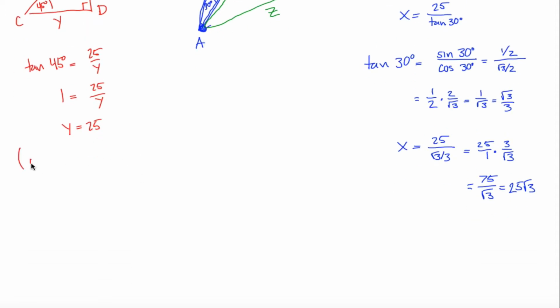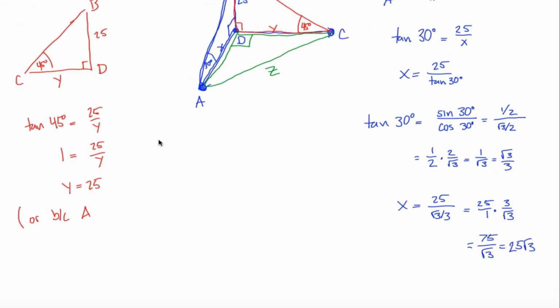And maybe even parenthetically, or because BCD is isosceles, which I don't know how to spell. I think that's about right. So now I know that y is 25. So I have x here and I have y here.